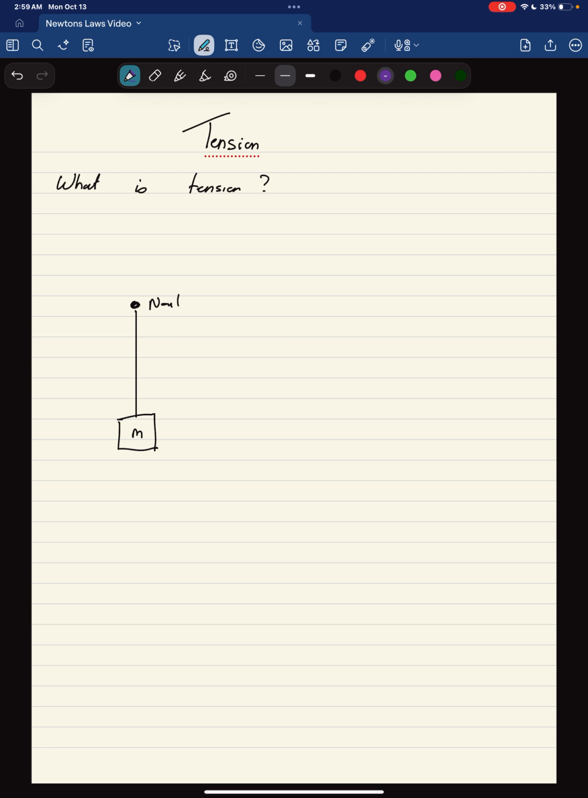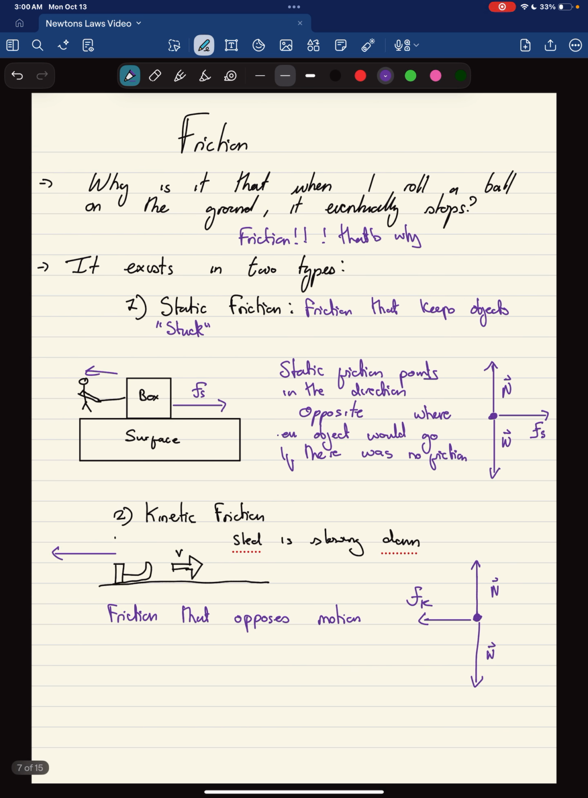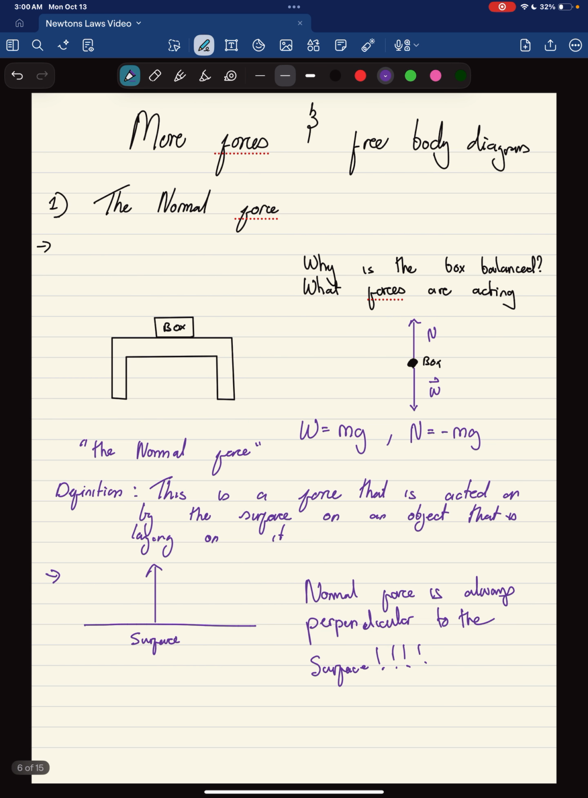Now, tension. What is tension? Wait, hold on. I just want to make sure you know this: tension is a contact force. And the normal force is also a contact force, just so you know.